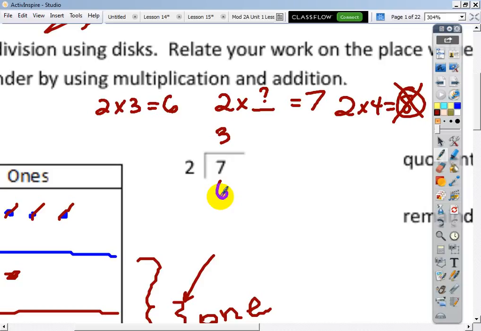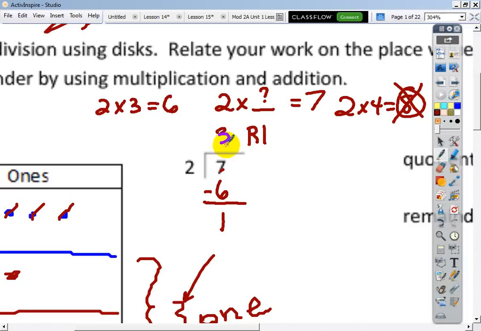Why? Well, because we're going to set up a subtraction problem. We couldn't get to 7, but we could get to 6. How close did we get to 7? Well, take away the 6, we got 1 away. We're really close. We're only 1 off from the actual answer of 7. So we have a remainder of 1.